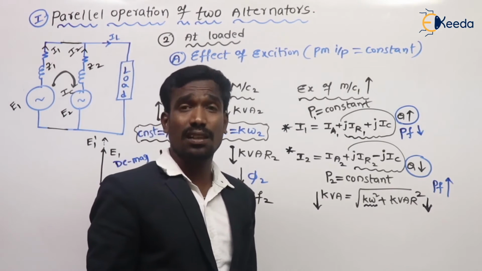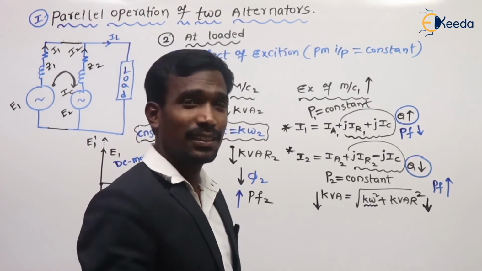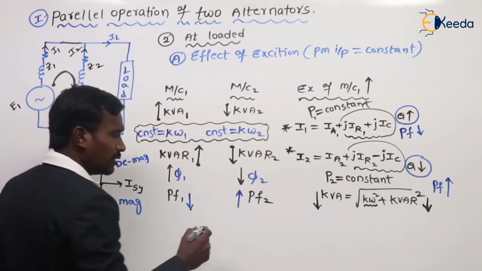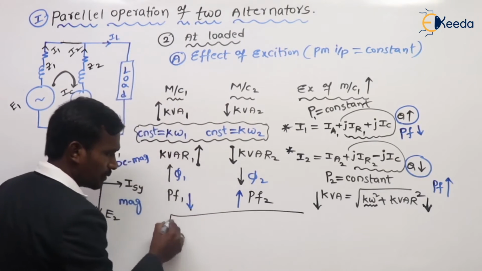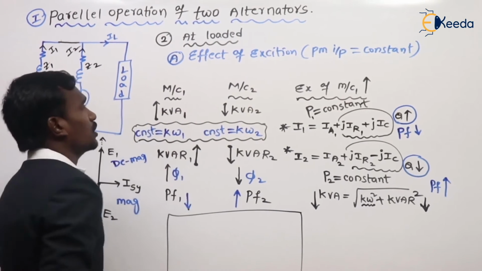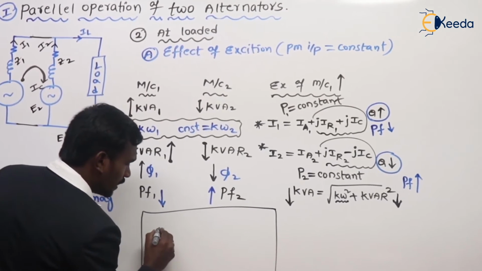We have another trick also for easy understanding. For example, I am taking machine 1. Is it okay? Is it clear? Okay, so for this machine 1, I am drawing the diagram.